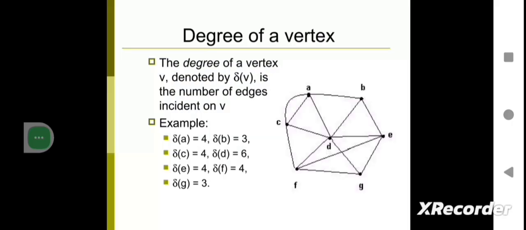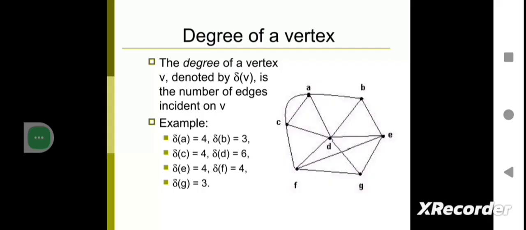Next concept, degree of a vertex. Degree of a vertex V is denoted by del of V or d of V. That is the number of edges incident on V. Number of edges incident on every vertex. Suppose a vertex A. The number of edges incident on A are 1, 2, 3, 4. In this diagram, 4 edges are incident on A. Similarly, for the vertex B, 3 edges are incident on B. Similarly, for E, 4 edges are incident on E.